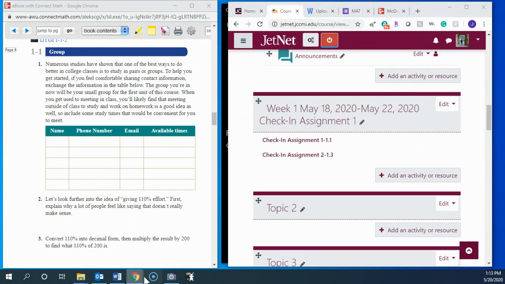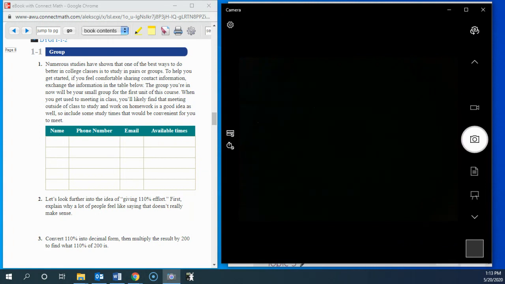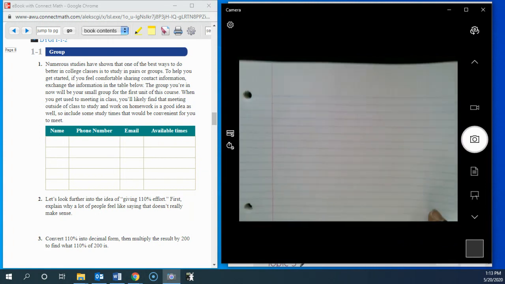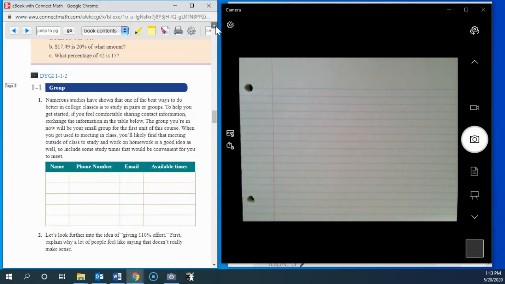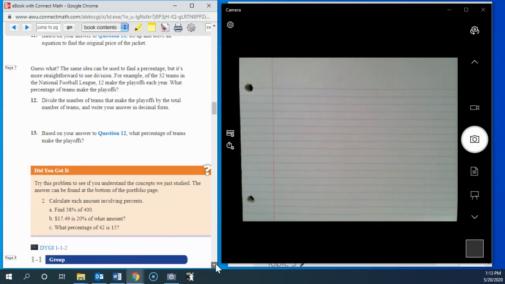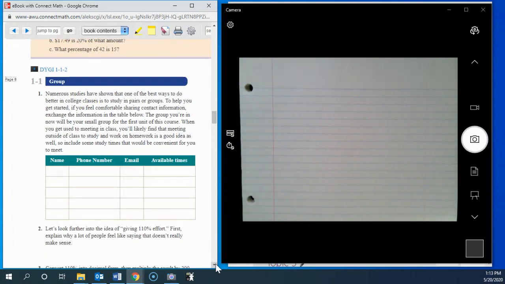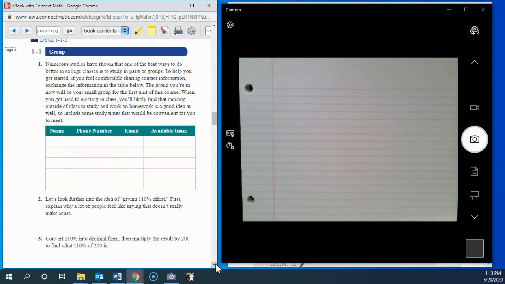Let me pull up. All right. So on Monday, we had left off on page 7. We had finished up problem 13 and we were done with page 7. This was the first part of the 1-1 section. So now we're on page 8.